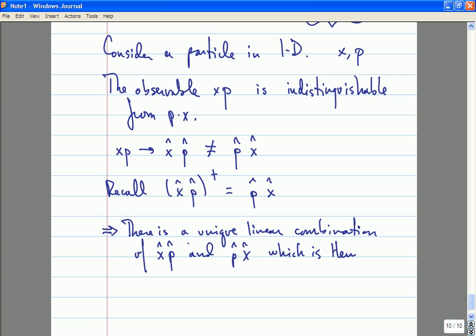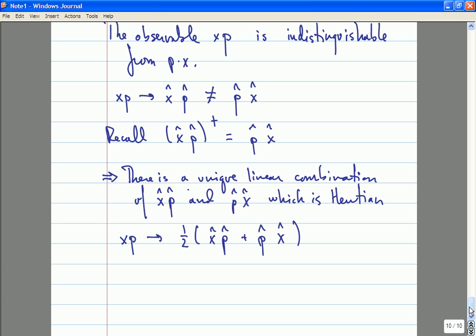And of course, we need observables to be Hermitian because the outcome of observations need to be real numbers. If you calculate the expectation value of position times momentum, that better be a real number. So that means that the correct quantization principle will take xp to 1/2 (x hat p hat plus p hat x hat). This is referred to as the symmetrization principle.